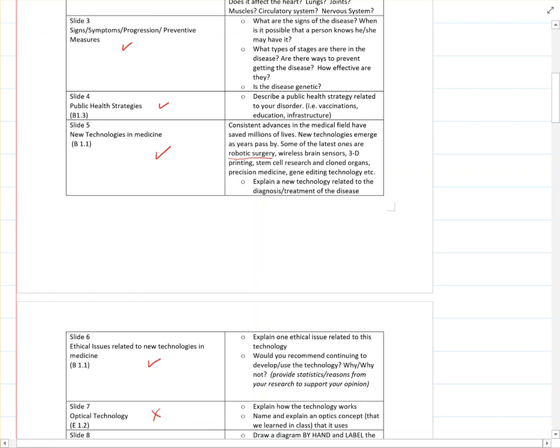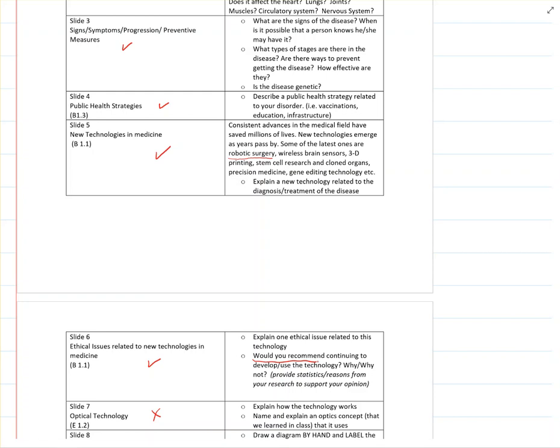And finally, for slide 6, you know that every time a new method of treatment or diagnosis, a new technology comes by, there's always some ethical issue related to it, right? So some people like it, some people don't like it. There's always a debate. So what is that debate, or what is that ethical issue related to the new technology that you explained in slide 5? Also go ahead and explain, would you, now this is an opinion question, would you recommend continuing to develop or continue to use that technology? Why or why not?